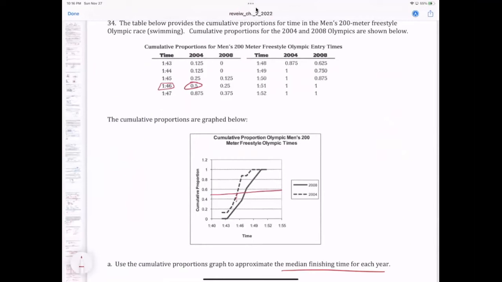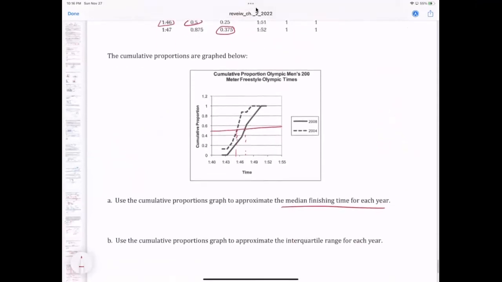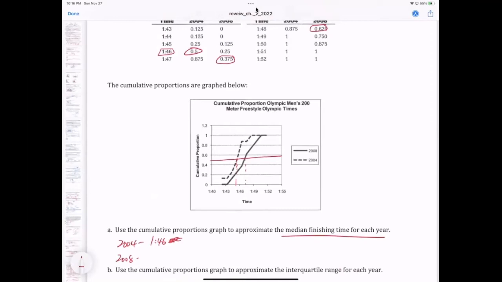For the 50th percentile, I think it's somewhere maybe for 2004, 2008, 1 minute and 47.5-ish, because it's somewhere between these two values, right? So the 0.5, the 50th percentile is what we're looking at. For 2004, it's definitely shown as 1 minute and 46 seconds. And then for 2008, it's somewhere between 147 and 148.